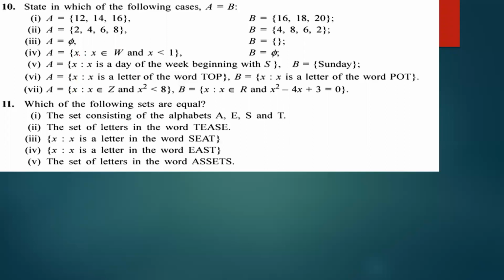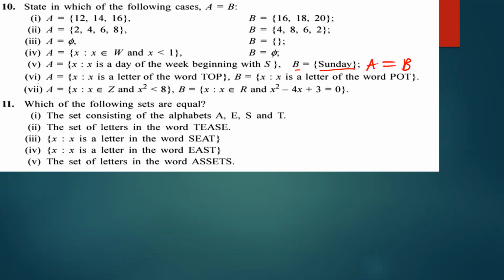Okay, so let's move on to question 5. A is equal to x such that x is a day of the week beginning with S. So we only have Saturday in a week which begins with S. And then set B is equal to Saturday. So sets A and B are what? Equal, because we have the same elements.